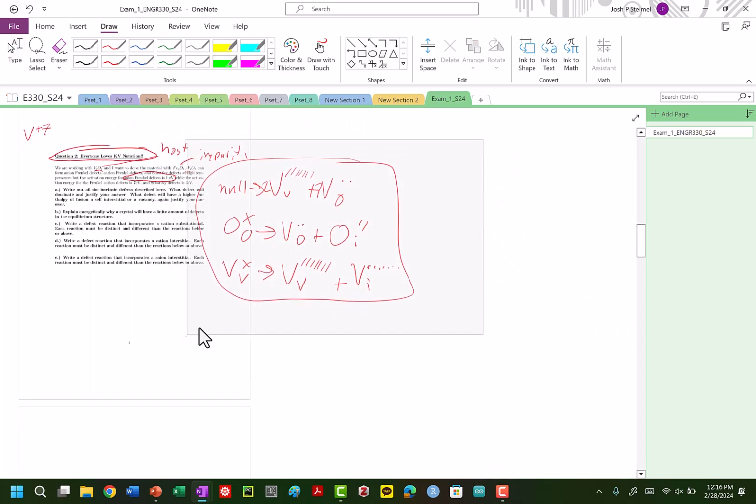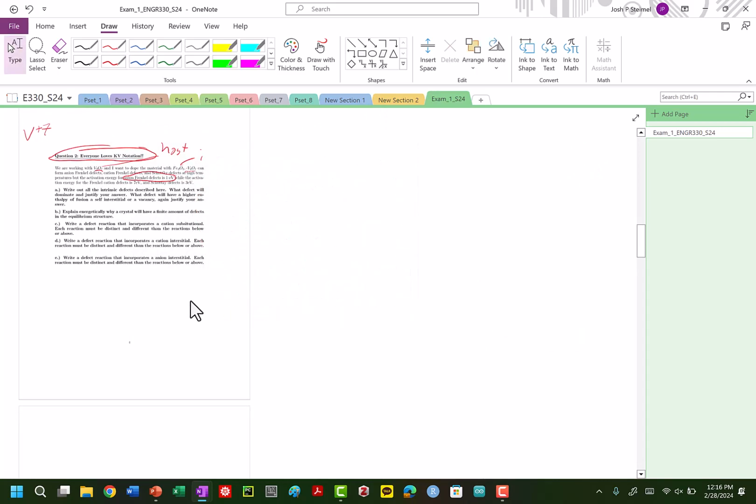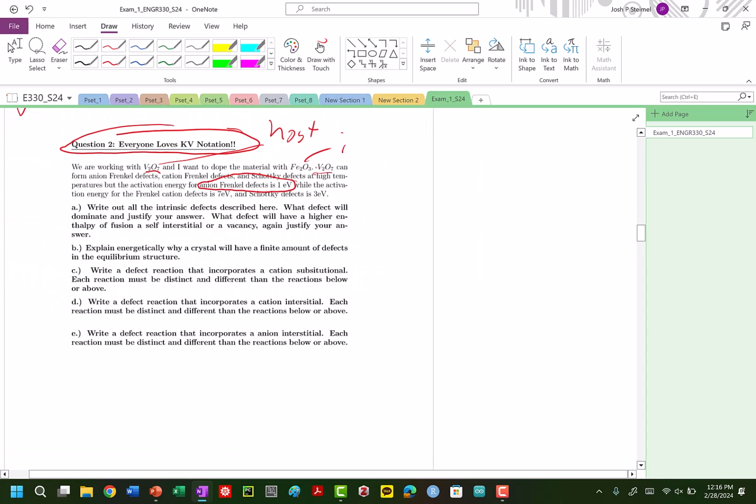So let's go ahead and delete it. Let's go through here. Write out all the intrinsic defects, which defect has the higher enthalpy of formation? A self-interstitial will have a higher enthalpy of formation because, again, you can relate that to your potential energy. And if I move the same amount of distance here versus here, if I get closer, which would be the case for a self-interstitial, you're going to have a higher energy penalty that you have to pay than creating a vacancy.